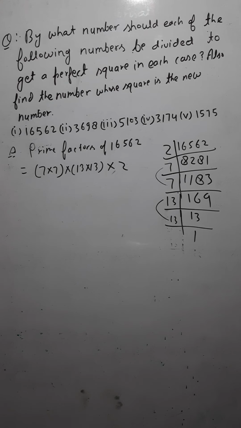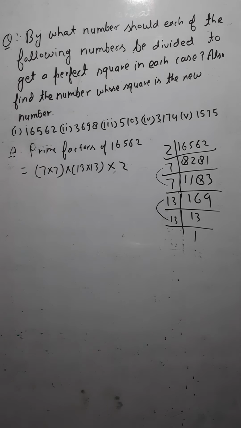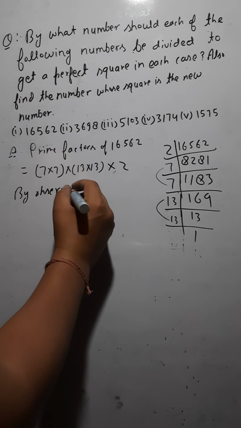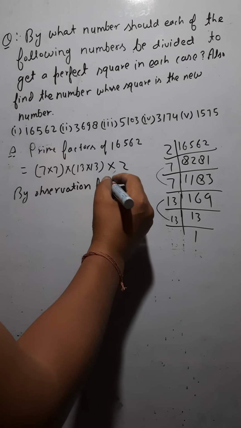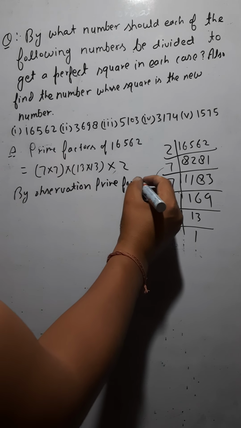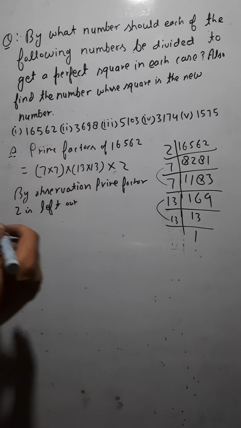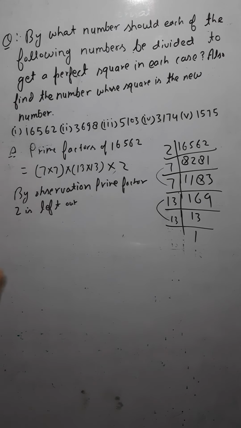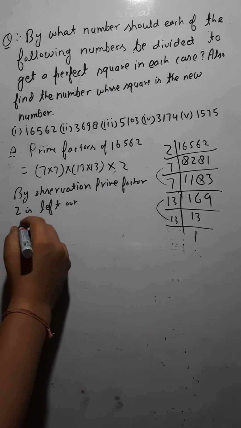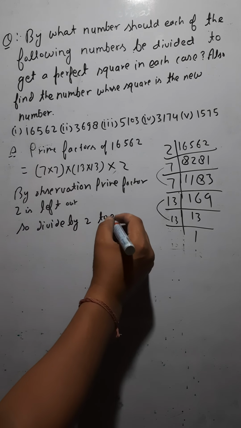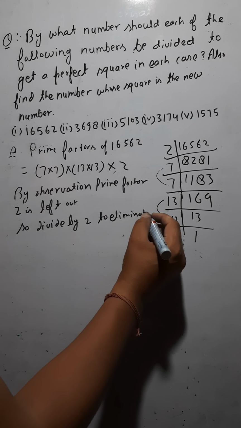Simple. Okay. So right here, by observation, prime factor 2 is left out. Similar to the previous one, by observation, prime factor 2 is left out. So divide by 2 to eliminate 2.